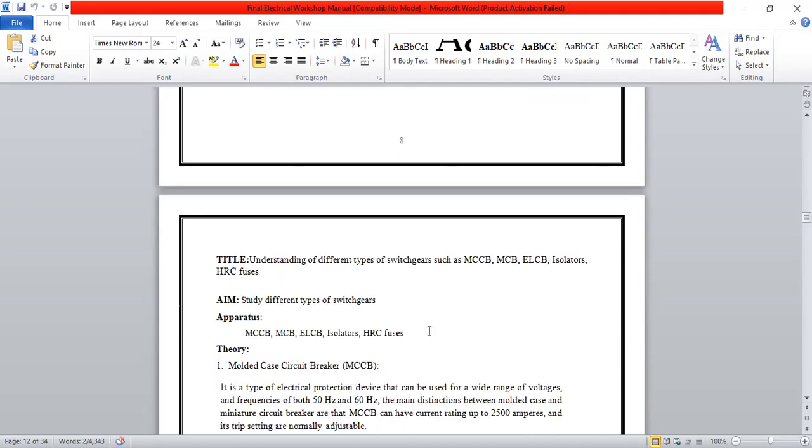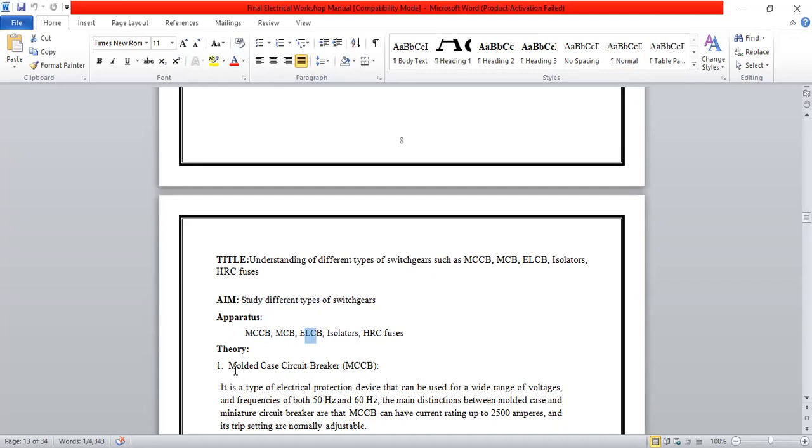Now the title of this experiment is understanding the different types of switchgear such as MCCB, molded case circuit breaker, MCB, miniature circuit breaker, then ELCB, earth leakage circuit breaker, isolator and HRC fuse. The aim of this experiment is to study the different types of switchgear. The apparatus for that is MCCB, MCB, ELCB, isolator and HRC fuse.